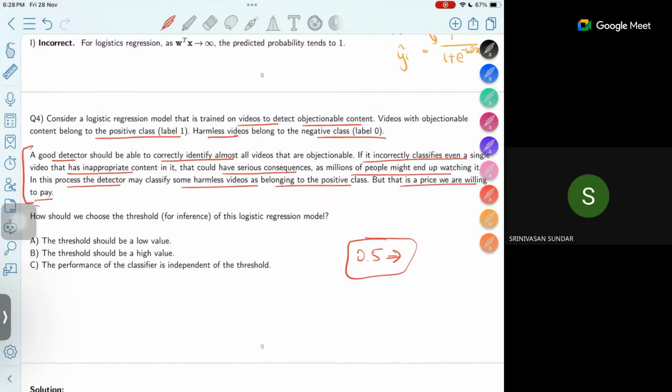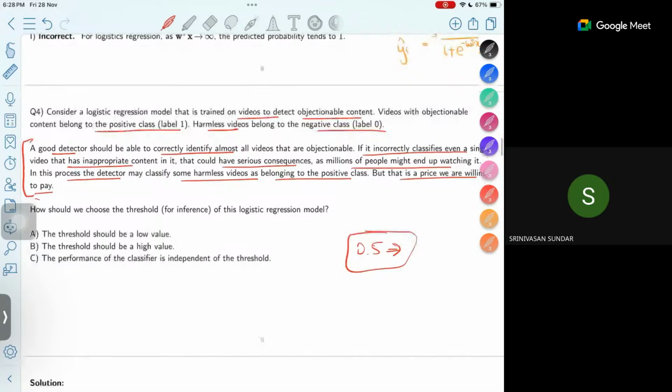So if you go on to later weeks of MLT and then eventually in MLP as well, you will learn about metrics called precision and recall. In simple words, precision means out of my predictions, I want my predictions to be accurate. If I predict some video as containing inappropriate content, then I want that prediction to be accurate.